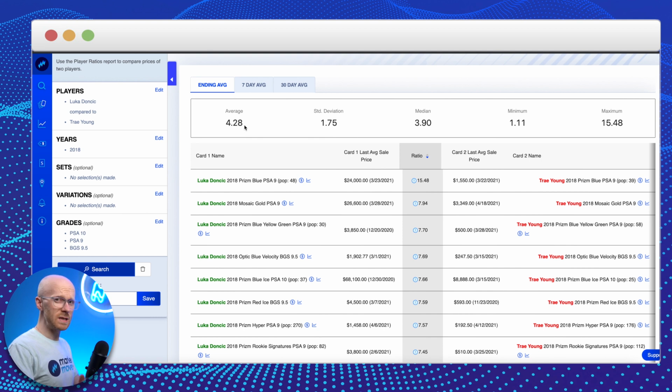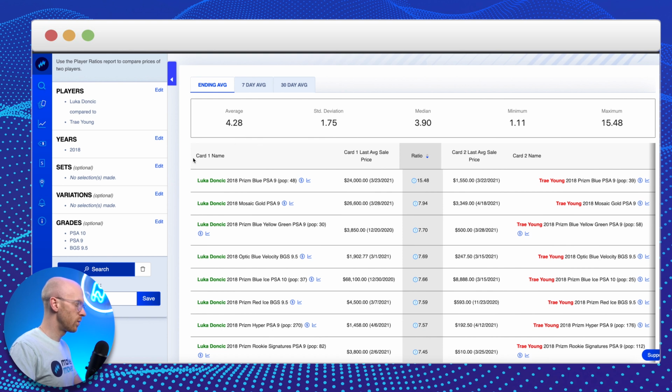your average. So in the case of Luka and Trae, this is showing that Luka is about 4.25 multiplier over Trae Young. And then it shows you some other statistical information here with the standard deviation, the median, the min, and the max.